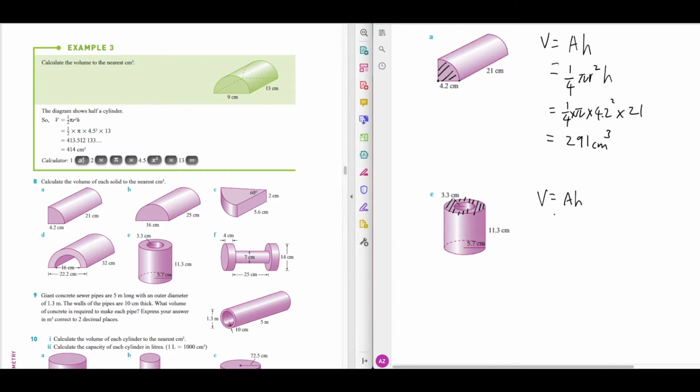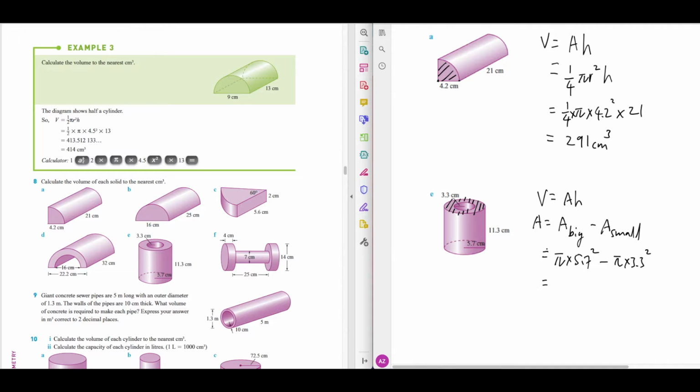Remember, to find the area of this shape, let's just do the area first, okay? The area is equal to the big circle on the outside, take away the small circle on the inside, right? So how do you find the area of the big circle? Well, that's just pi r squared. So pi times the radius of the big circle, which is 5.7, take away the area of the small circle. The small circle has a radius of 3.3, so pi times 3.3 squared.